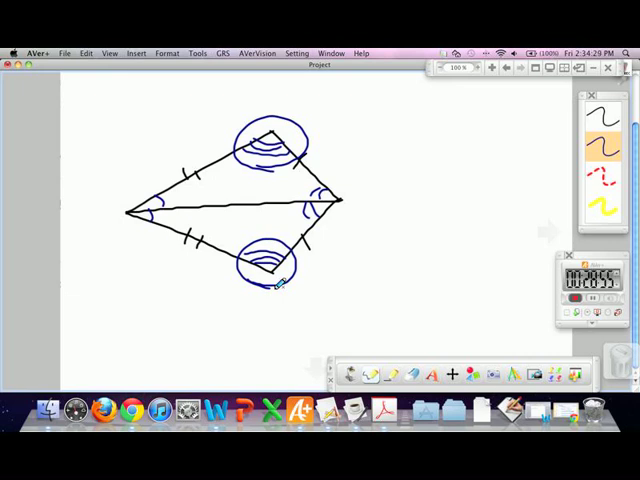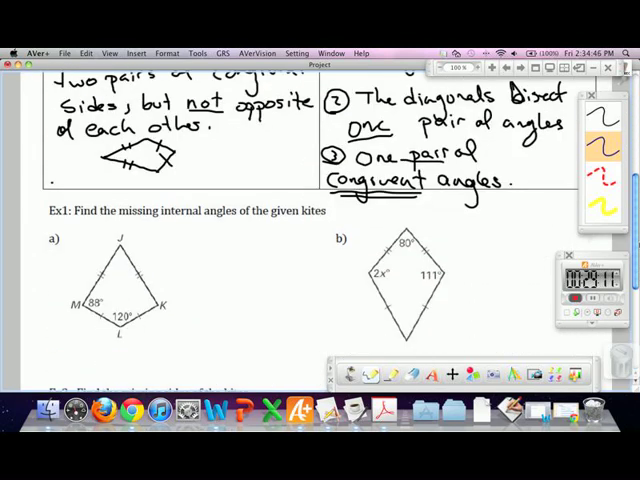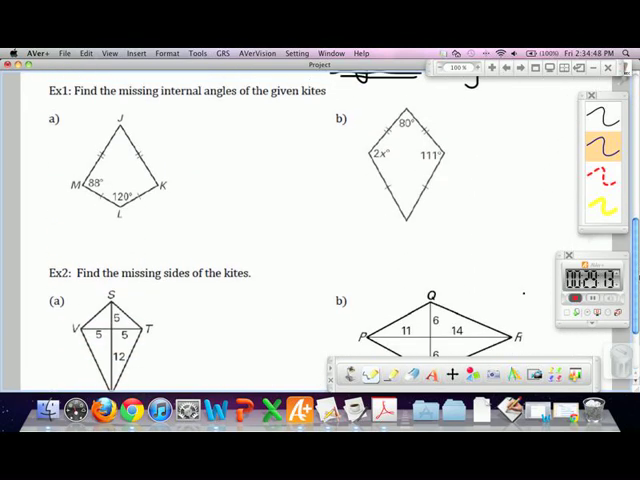Almost never will these be the same measure, but they will be bisected by the diagonals. That may sound convoluted, and I did not intend to do that. But these two angles are congruent. These two are not congruent, but they're definitely bisected. They're cut in half, which is good. So I can ask you to find some missing parts.